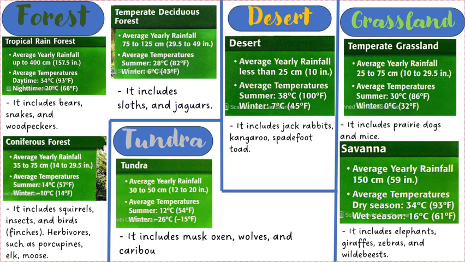Grassland rainfall is up to 25 to 75 centimeters. The temperature in summer is 30 Celsius, but winter is 20 Celsius. It includes prairie dogs and mice.